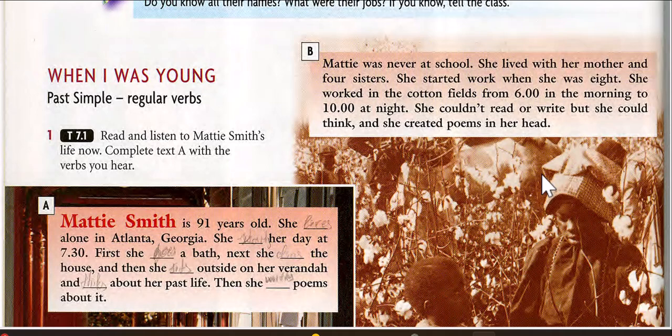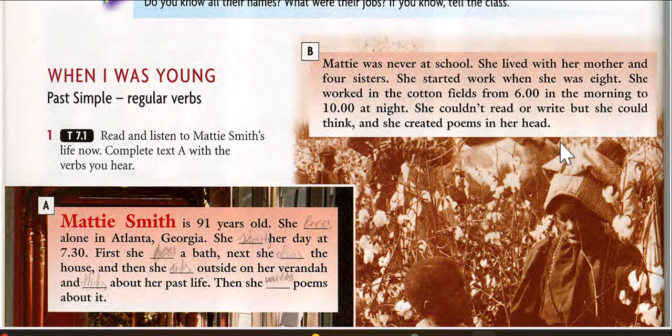Let us see Matty Smith's past. Matty was never at school. She lived with her mother and four sisters. She started work when she was 8. She worked in the cotton fields from 6 in the morning to 10 at night. She couldn't read or write, but she could think and she created poems in her head.